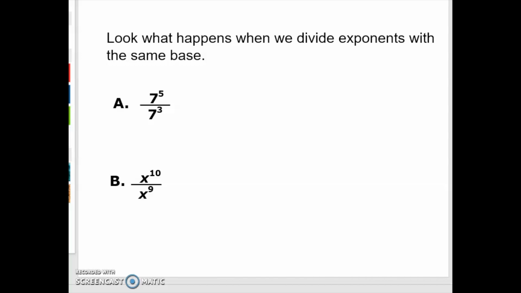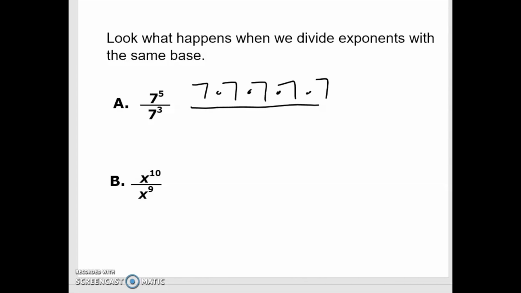So if I think about this, 7 to the 5th is the same as 7 times 7 times 7 times 7 times 7. And I'm dividing that by 7 to the 3rd, 7 times 7 times 7. Now I want you to think about fractions. When I have something like 7 over 7, 7 divided by 7 is 1. So every common factor that we have in the numerator and the denominator, we can actually cancel those out. So these 7s cancel, these 7s cancel, these 7s cancel.